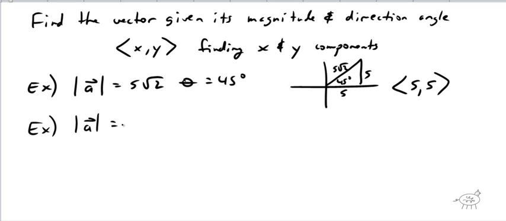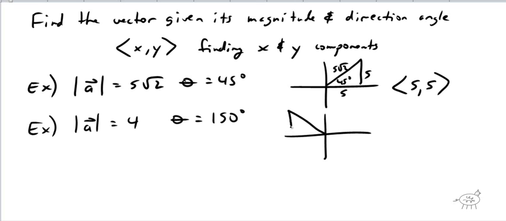Okay, so next example, magnitude of A is 4, and theta is 150 degrees. So let's make our sketch here again. So 150 degrees puts us over here, right? 150, but then the reference angle. Remember, you always need the reference angle inside the triangle to help you out, right? Do you guys agree it's 30 degrees? 180 minus 150.